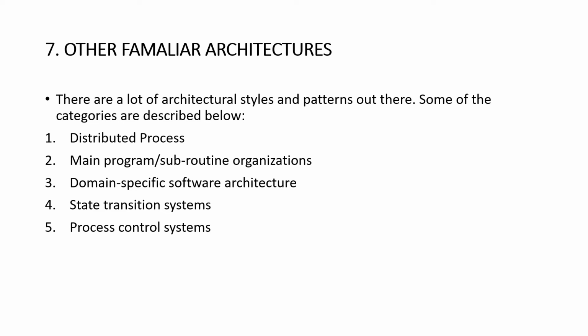Fourth, state transition systems. It is defined by a set of states and a set of transitions which move the system. Fifth, process control systems. Systems are organized as process control systems if they provide dynamic control of the physical environment.